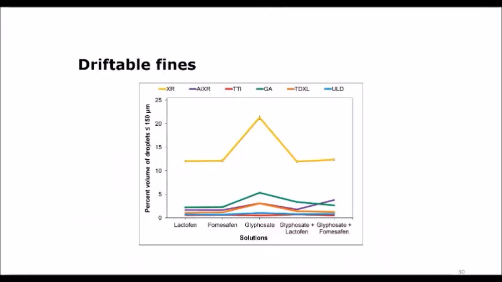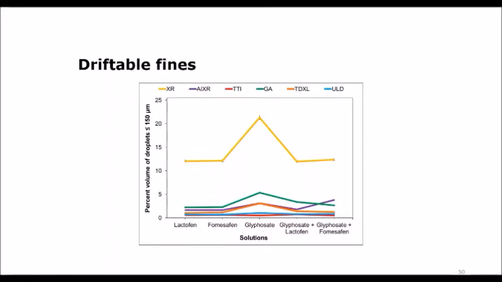This is just a line graph showing the same thing. This is looking at the percent fines now. You can see that XR nozzle, that yellow line, is the highest, and we're seeing the most driftable fines with that nozzle, regardless of tank solution.